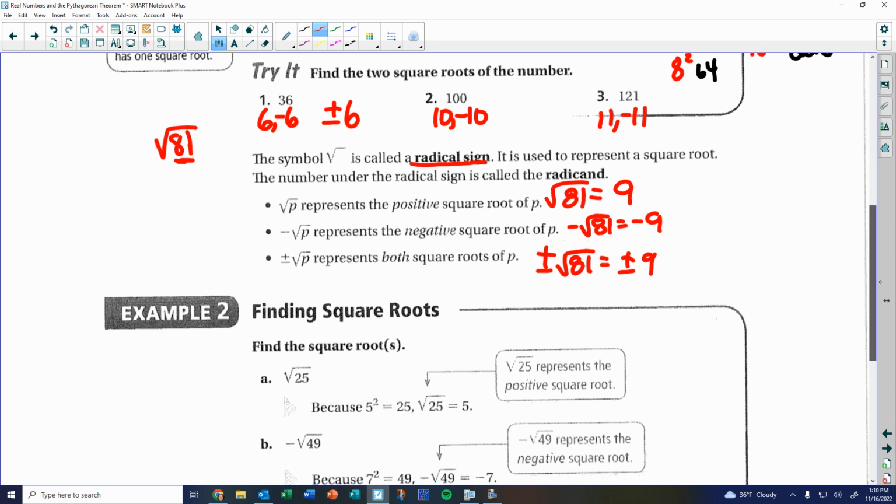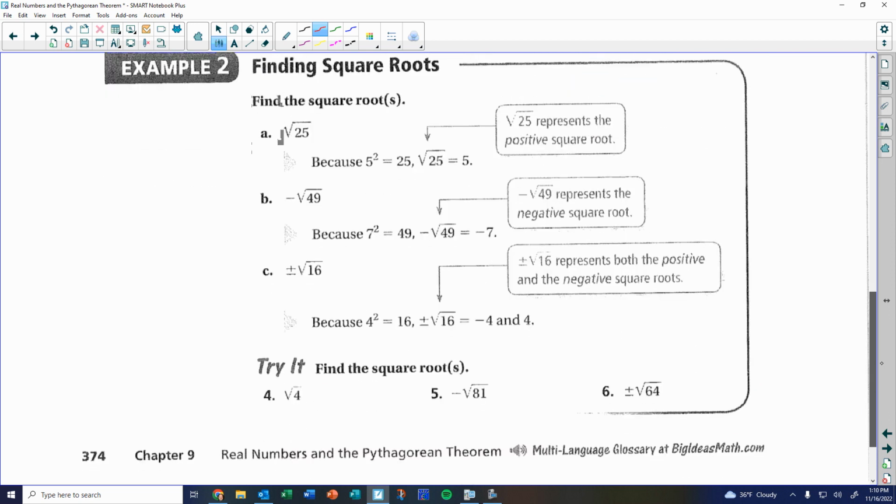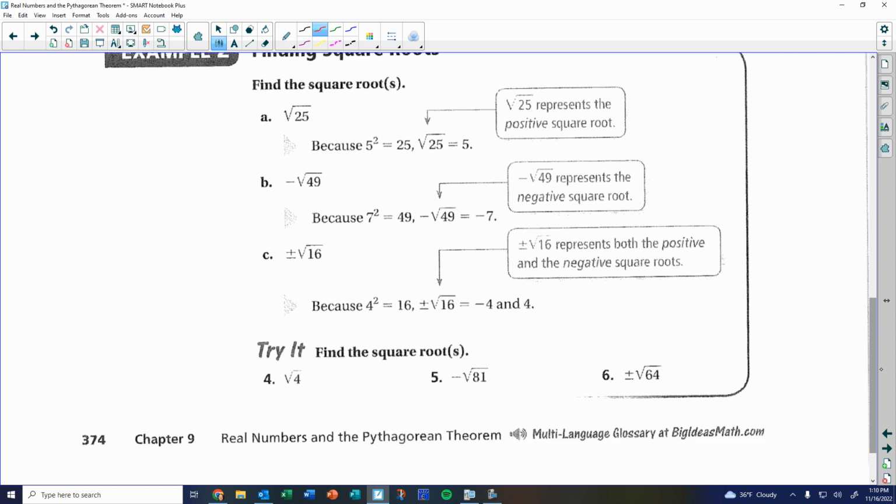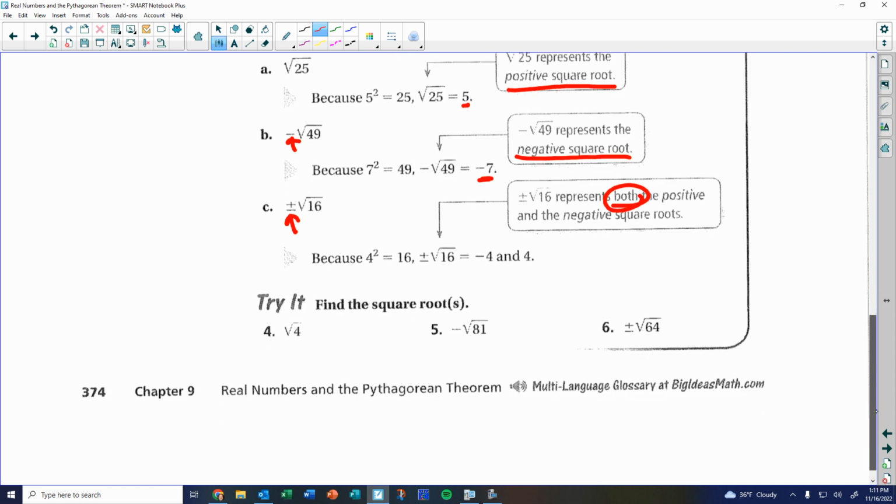So in our next example, that's what we're going to get into. These types of problems. You can see when they have the square root of 25, they're asking for the positive square root. So it's 5. Once the minus sign gets out in front, if you take the square root of 49, that's 7. You take the negative of it, so it's negative 7, the negative square root. And when you see that plus minus, that's your signal for both. All right? So what I want you to try right now is 4, 5, and 6. Let me see how you do.